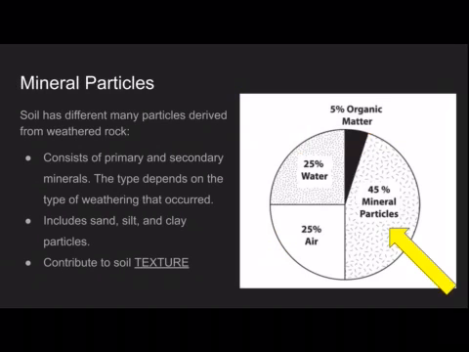So soils have many different particles that derive from weathered rock. And depending on the type of weathering that's occurred, that determines the size of the particles. So in soil, we can find three different types of particles. We can find sand, silt, and clay. And these three particles help determine soil texture. And we'll talk about that next.